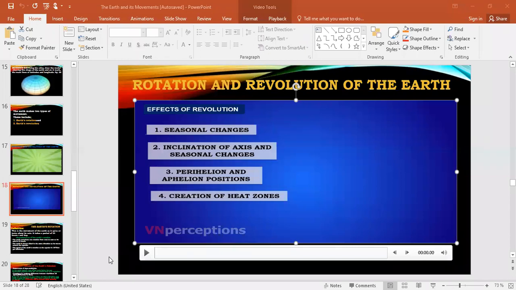Then the one for rotation of the Earth, the effects, he said something about the side of the Earth. I didn't understand it. Which side is facing the sun? Yes, that's what we're talking about. The side which is facing the sun and which is not facing the sun. Teacher, also the centrifugal forces.